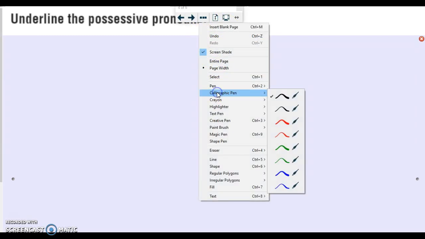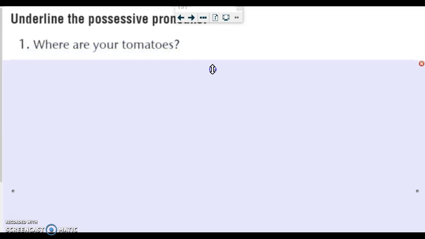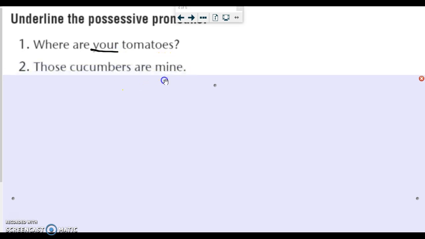I'll give you a second to look at this sentence, and then I will underline it. So here we go. Where are your tomatoes? Think about it. Should be your, okay? Those cucumbers are mine. We should be looking at cucumbers as our subject, or what we're talking about. Whose are they? They're mine.